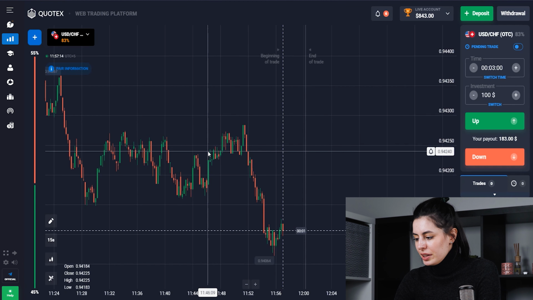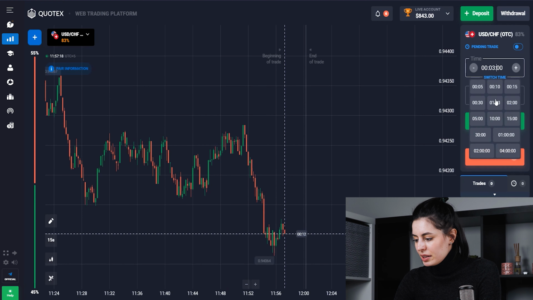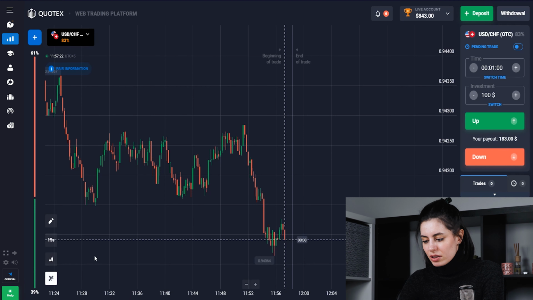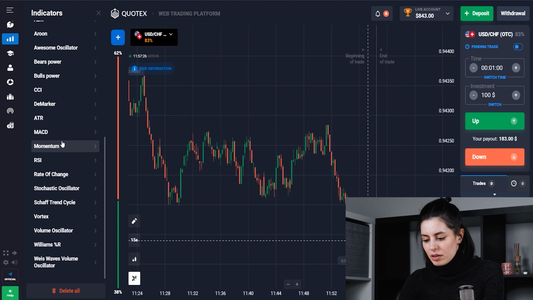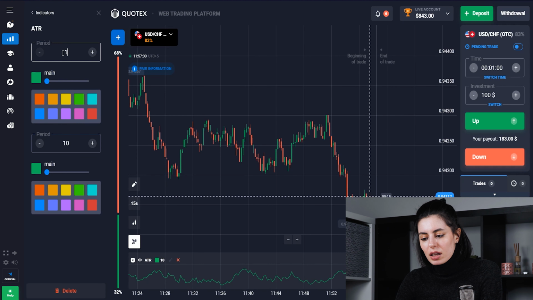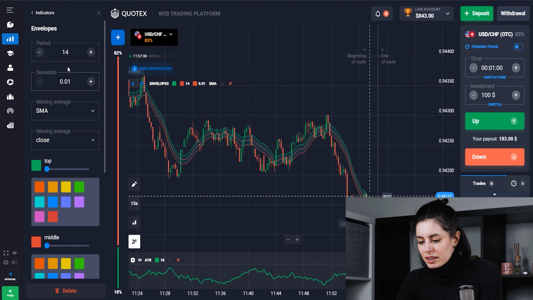And we are right here. Here's gonna be 1 minute, and I'm gonna change it later. We're gonna add some indicators, and the first one gonna be ATR. Not frequently used, but anyway, quite understandable and easy with the right periods. There's nothing actually hard. And here's the envelopes.